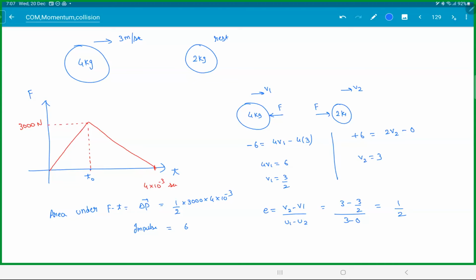Now we need to find T naught. Max deformation energy is easy. We can just use the formula I just taught you, half mu v relative square. That will give the answer in one step, max deformation energy. For max deformation energy, you don't need to care about restitution. You don't require anything. Time T naught is the fun part. Try, I'll give another minute. How do you go to T naught from here?